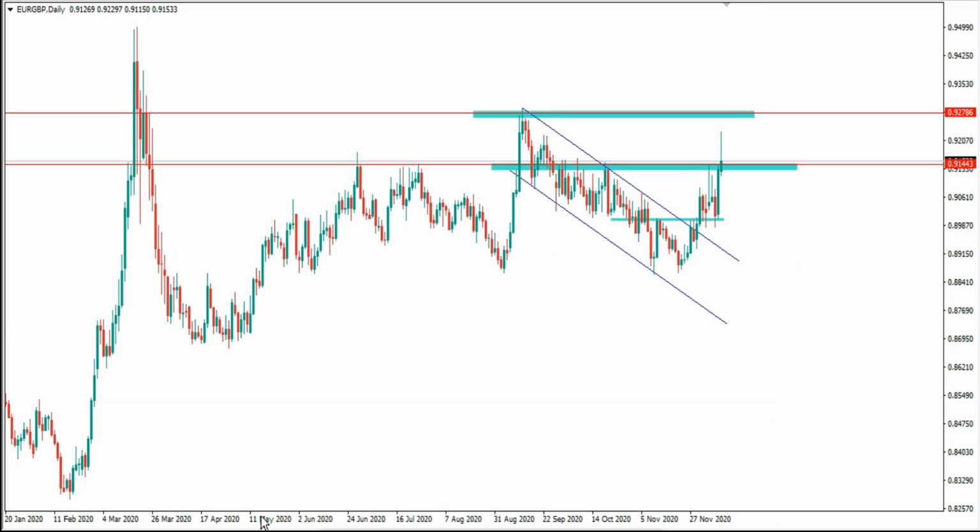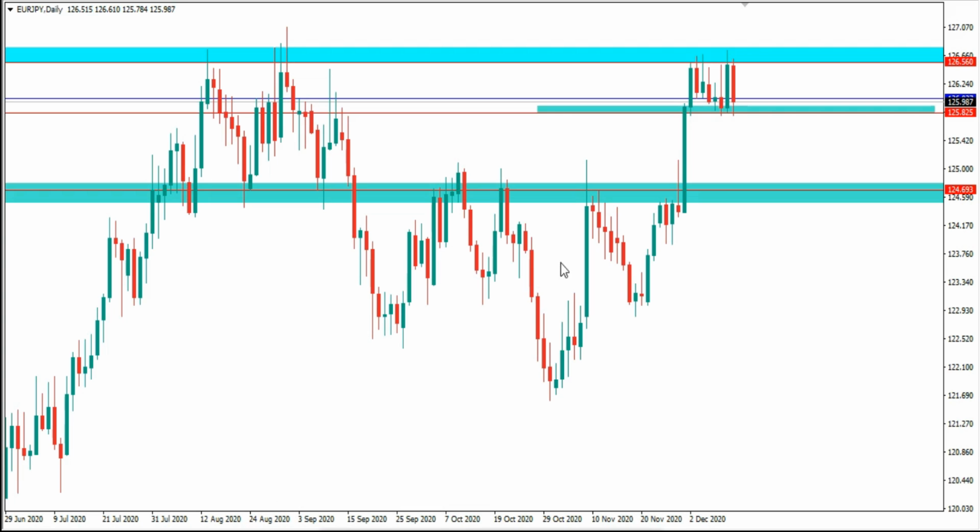On EurPound, the last time I talked about it, we expected to see the price give us a daily close above this area, retest and continue to this area, and that was what happened. And now with this daily close above, what we expect will be continuation to this area within this week or the next week, as the case may be.